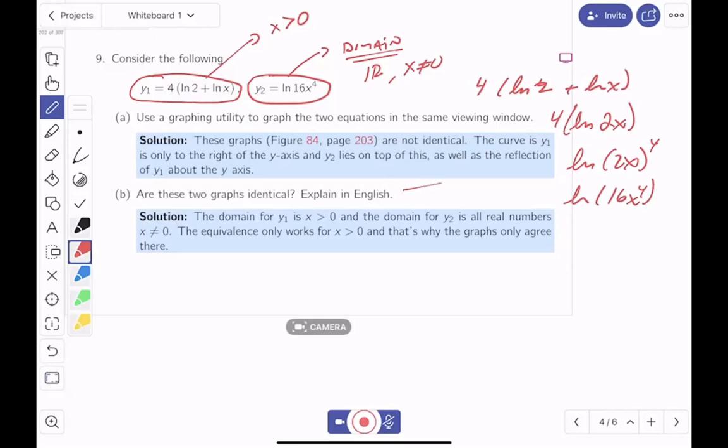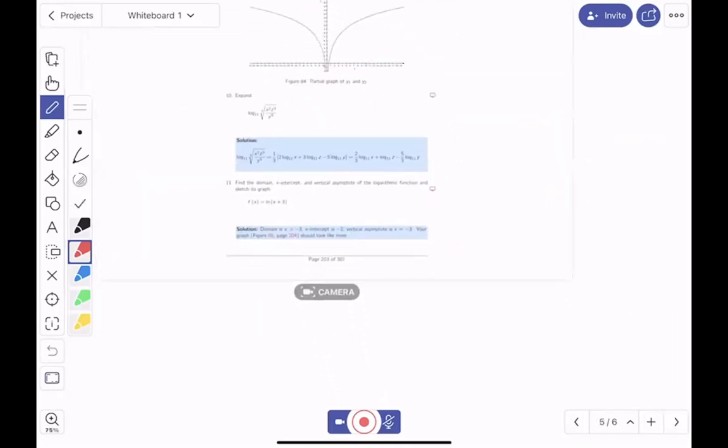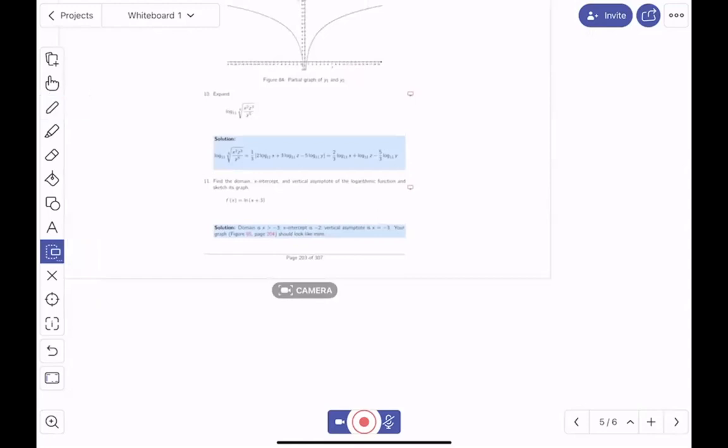And that's what that second thing is saying. Explain in English what happens. The domain of the first one is x greater than 0, and the domain of the second one is x could be any real number except 0, all right? We'll talk about graphing those things later. We go to the next page, number 5, and we're going to do problem number 10 now.